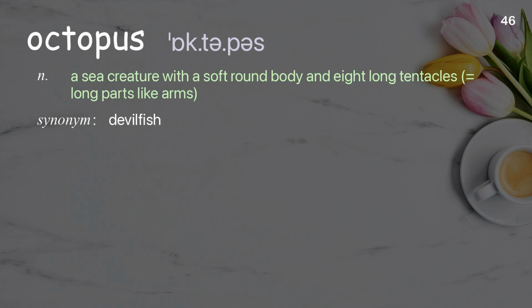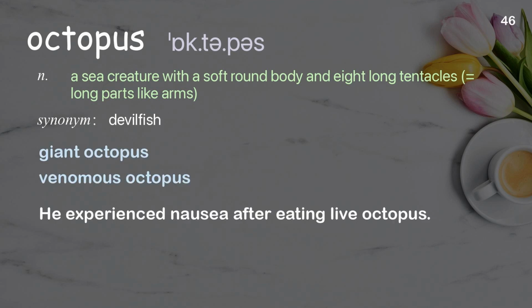Octopus. A sea creature with a soft round body and eight long tentacles, or long parts like arms. Examples: Giant octopus. Venomous octopus. He experienced nausea after eating live octopus.